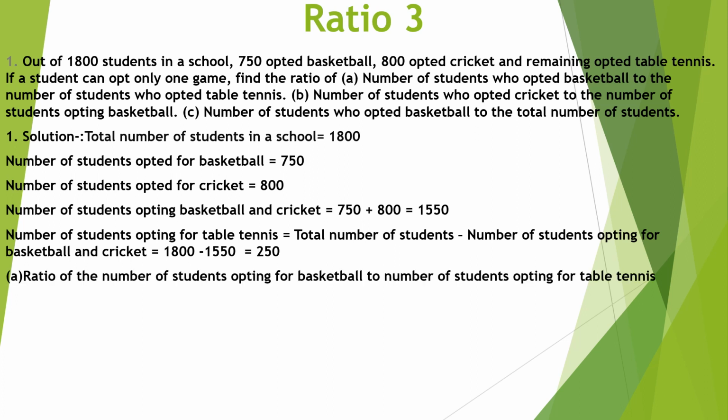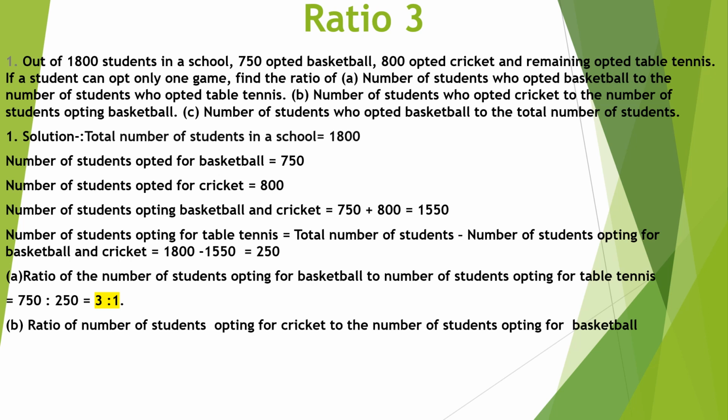Let's find out the ratio of the number of students opting for basketball to number of students opting for table tennis. Now this will be equal to 750 is to 250. On simplification it is 3 is to 1. Ratio of the number of students opting for cricket to the number of students opting for basketball will be equal to 800 is to 750. On simplification, it comes out to be equal to 16 is to 15.